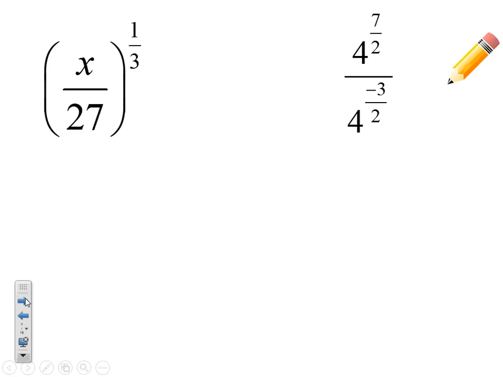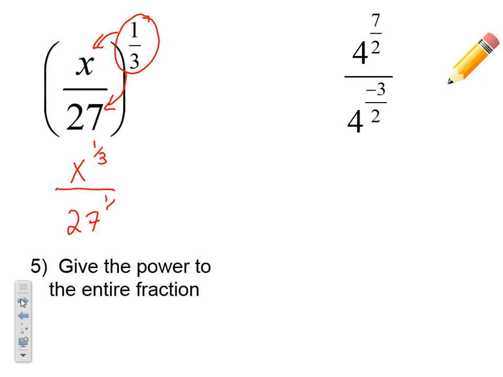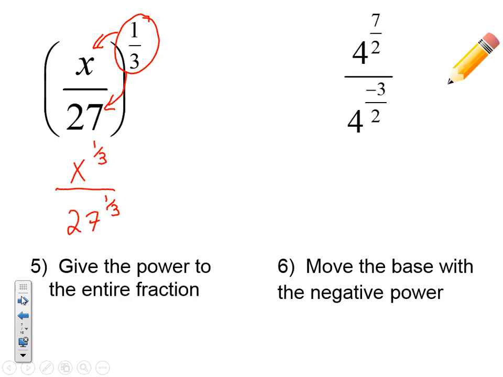Here we go. For our fifth example, we're going to give the power to the entire fraction. So the 1/3 has to go to each. It has to go to the x, and it has to go to the 27. So I'm going to get x to the 1/3 and 27 to the 1/3. Okay? And in class and later today, we might be simplifying because we can break down 27 to the 1/3. Okay? Now our last one, our sixth example, we're going to move the base with the negative power.